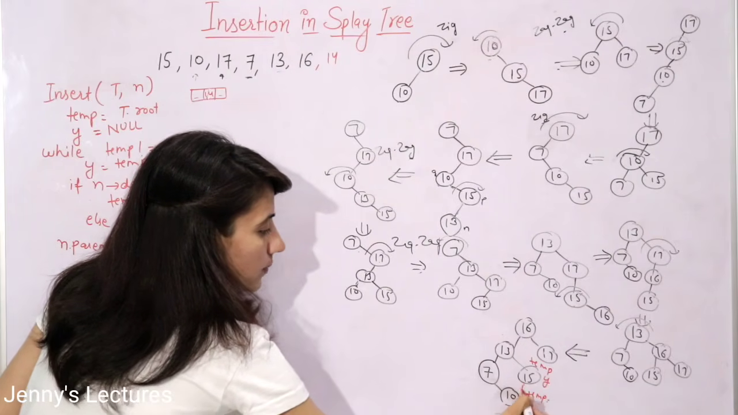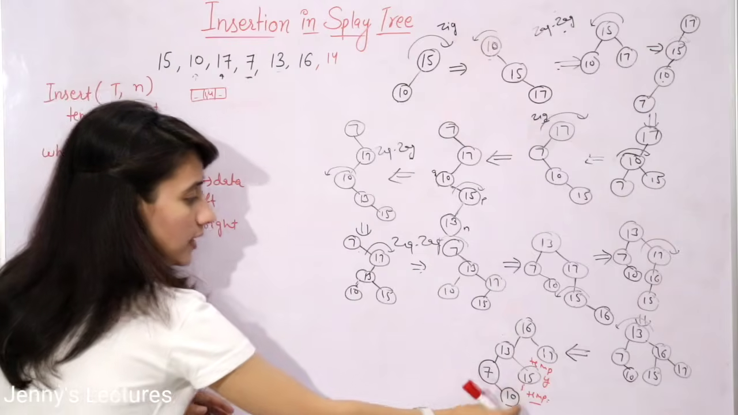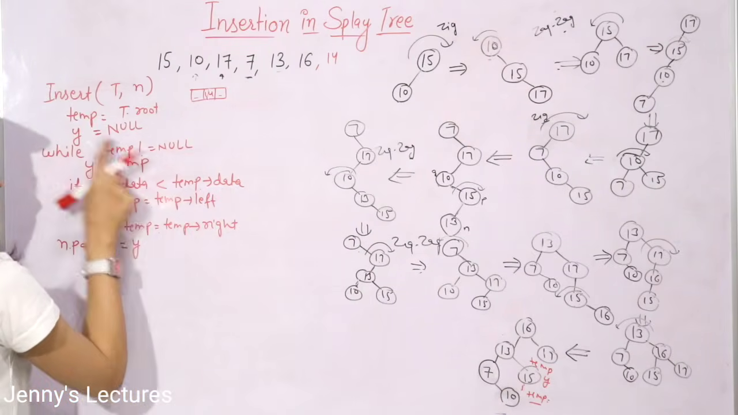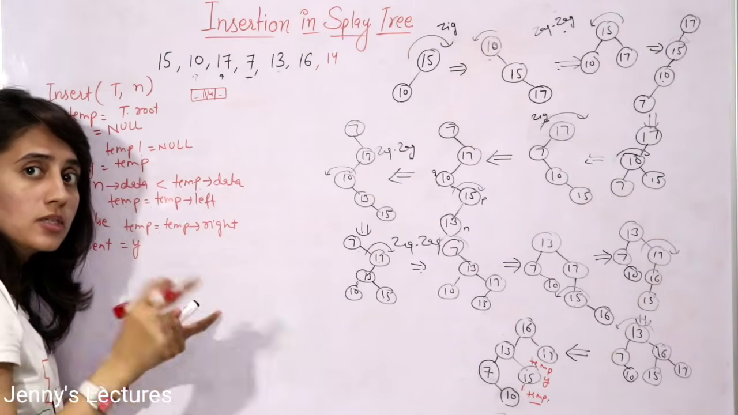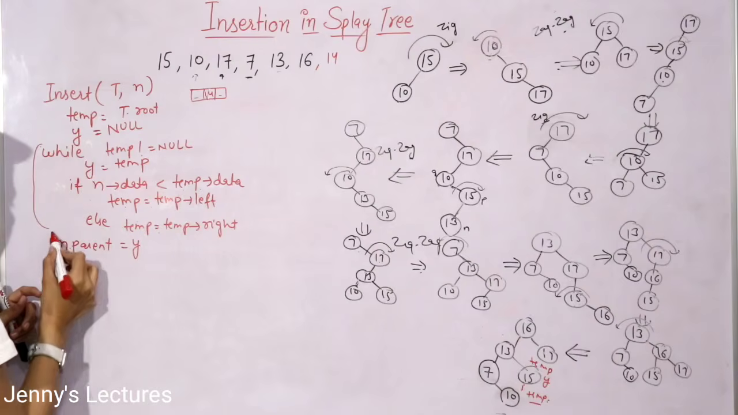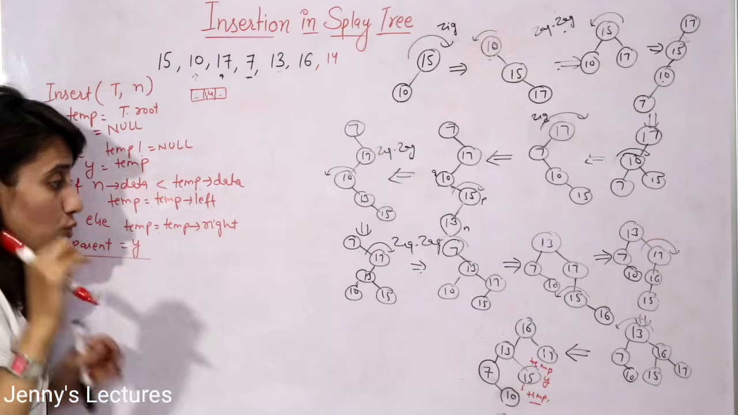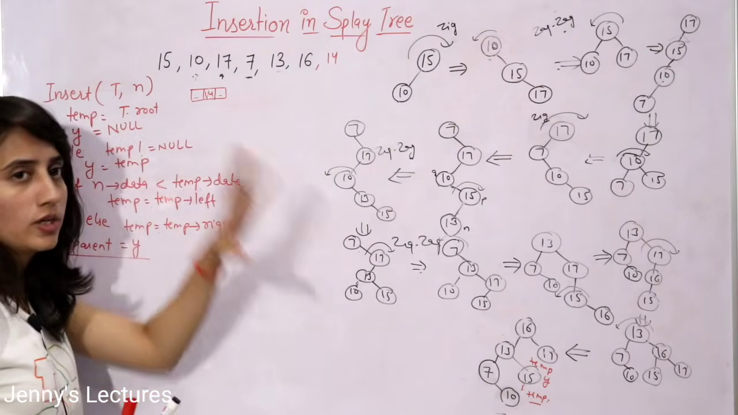So now you can say temp is here, temp is null, right? Because this is not having any left child or any right child. So now temp is null. Now again check the condition, temp is not null, but this condition is now not true because temp is null. So we are going to exit from this while loop, and after this while loop we have this situation, right? So now you have got the location where you can insert the 14.